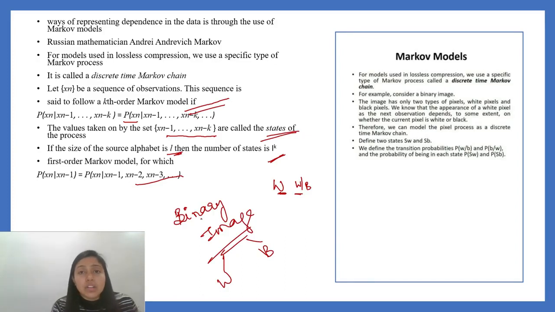As we have already learnt in the probability model earlier, we will be thinking about probability in this case also. If the image has white pixels and black pixels, we know that the appearance of a white pixel as the next observation depends upon the previous one to a certain extent, because the preceding pixel will always have an influence on the upcoming one. Therefore, we can model the pixel process as a discrete time Markov chain.